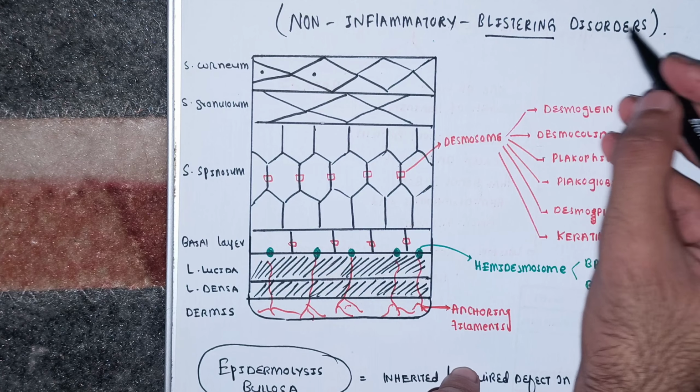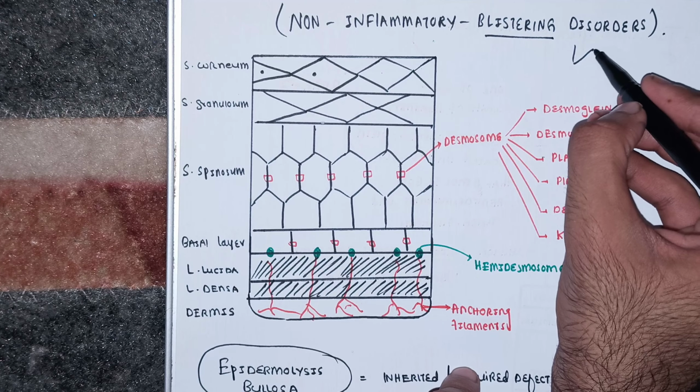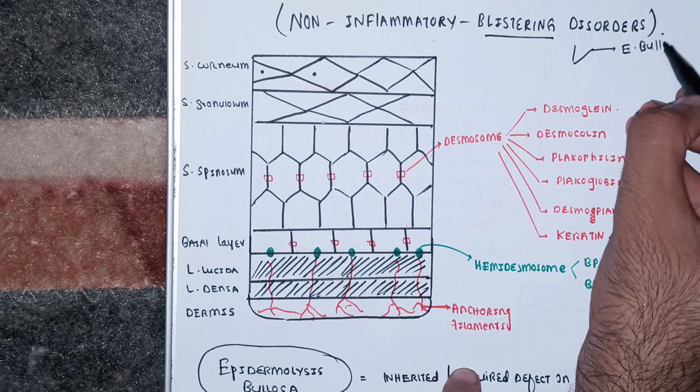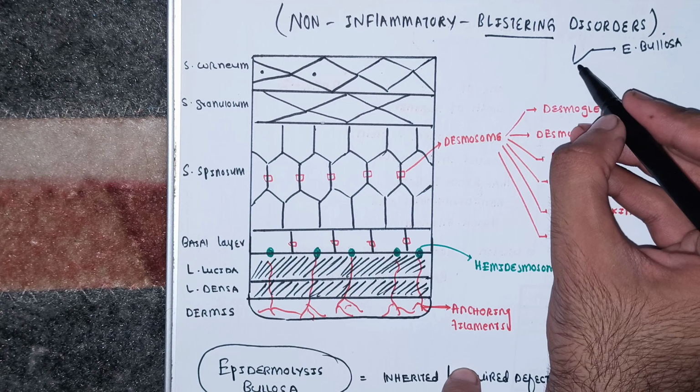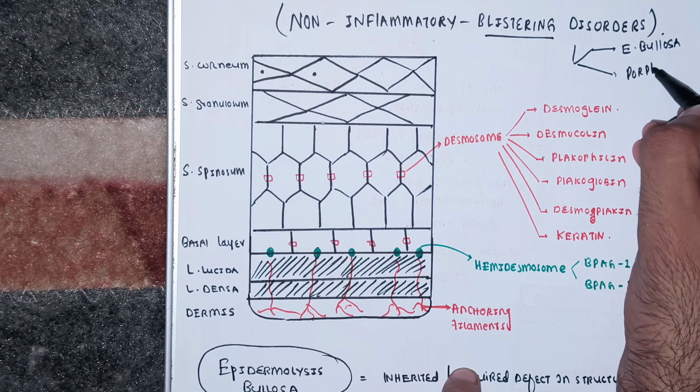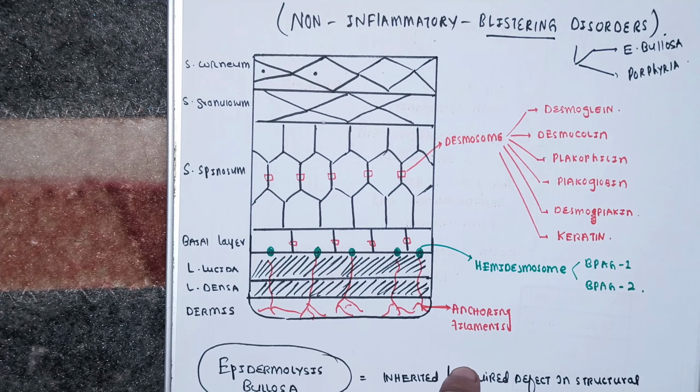These non-inflammatory blistering disorders include, number one, epidermolysis bullosa, which we will talk about in a little bit of detail. And number two is porphyria, which is not described very much in your textbook, so we'll have a few words on porphyria as well. But let's start with epidermolysis bullosa.